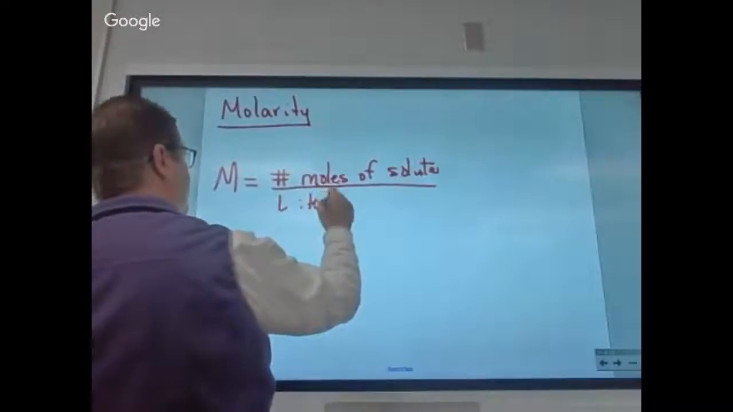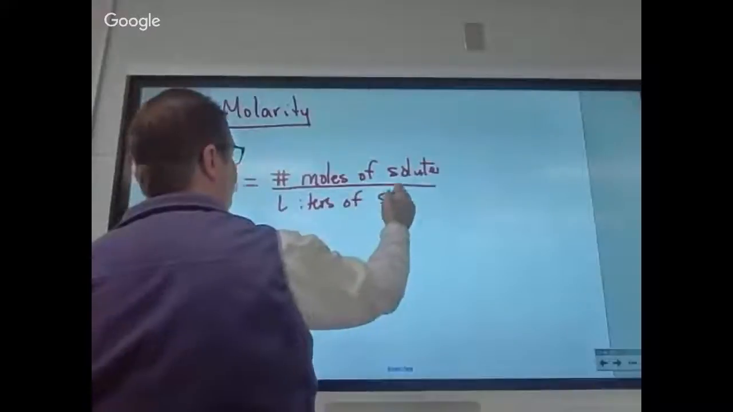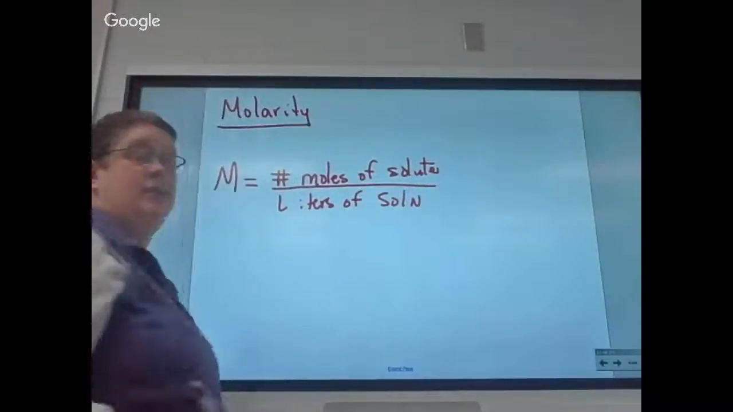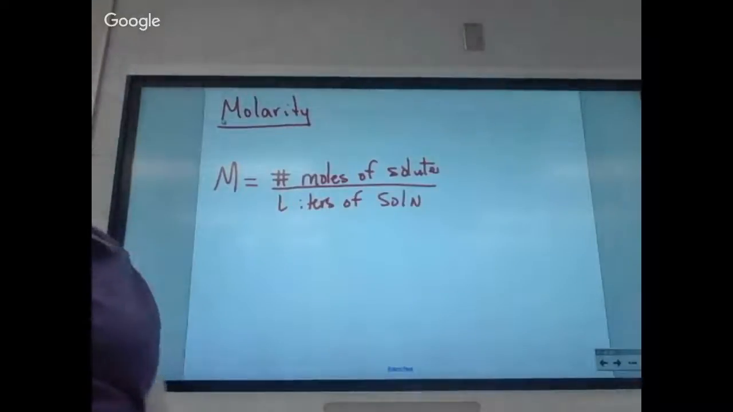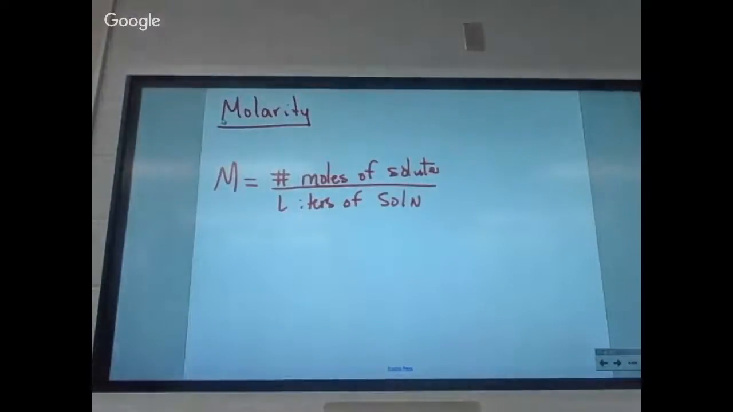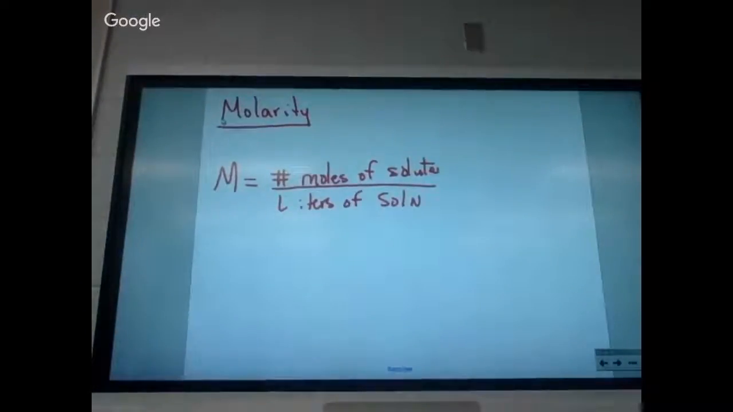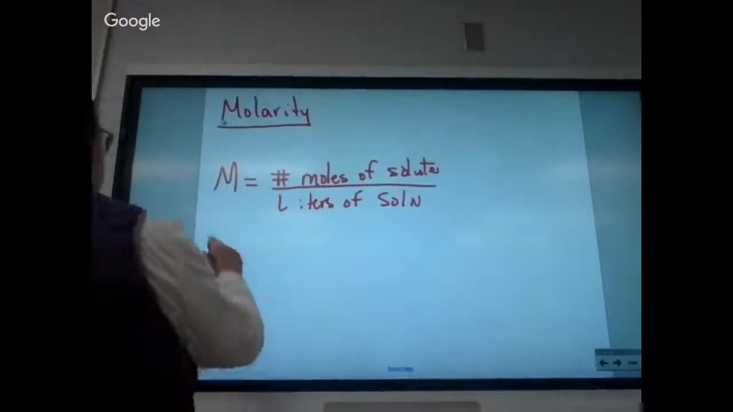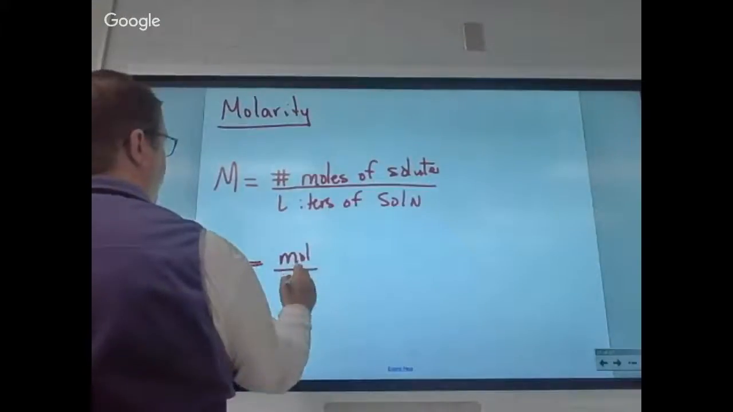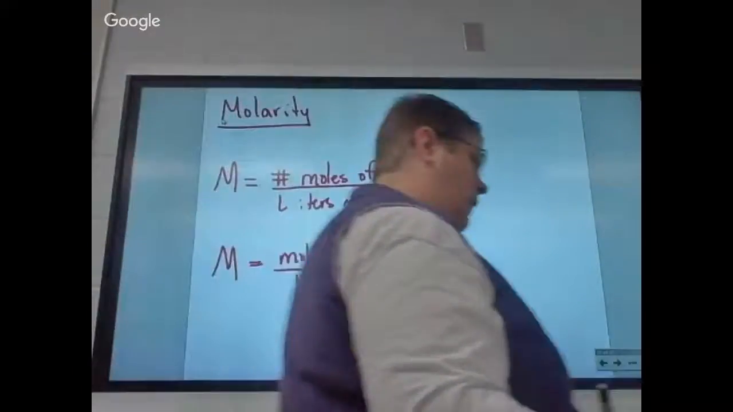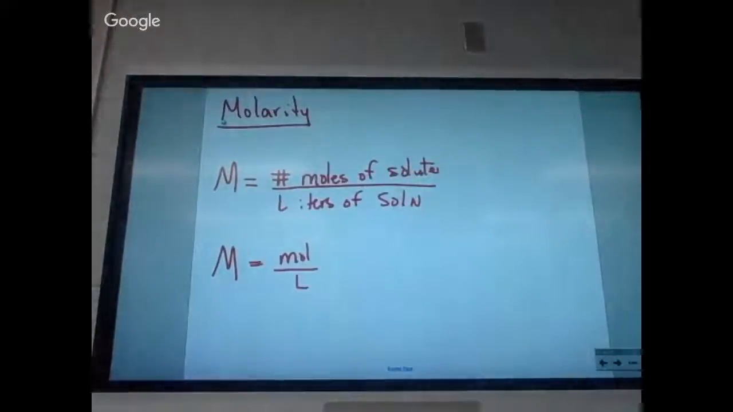Wait, should we have done solubility? Yep. So why are we doing this? Because this is easier, and you don't need something hard, something easy that's low stress on your brain. Of solution. Over liters of solution. Now, the short way to write the formula is big M equals moles over liters. Now, this formula is on your reference table, so it's not one you have to memorize. You can look it up.